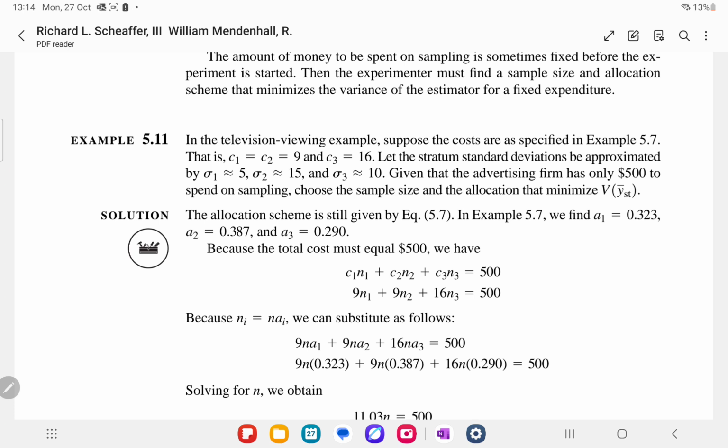The allocation we have already selected according to our problem, which has been calculated in example number 5.7: A1 is 0.323, A2 is 0.387, and A3 is 0.290. So all these allocations are mentioned.